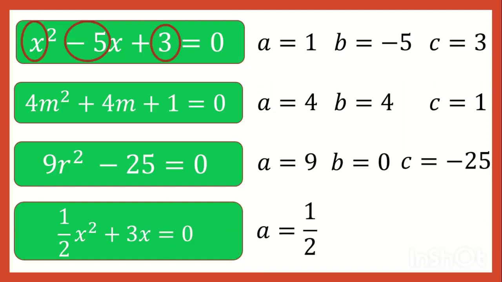Next, a is equal to 1/2, b is equal to 3. Okay, dito naman, sa last example natin, kung mapapansin nyo, wala tayong constant term. So therefore, our c will be 0.